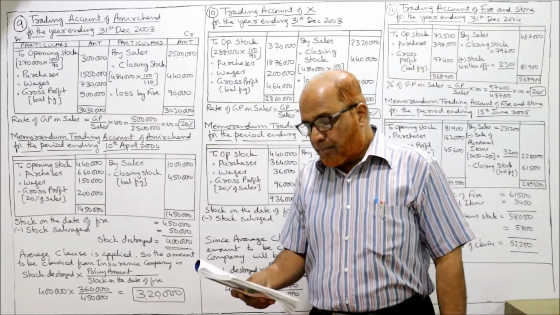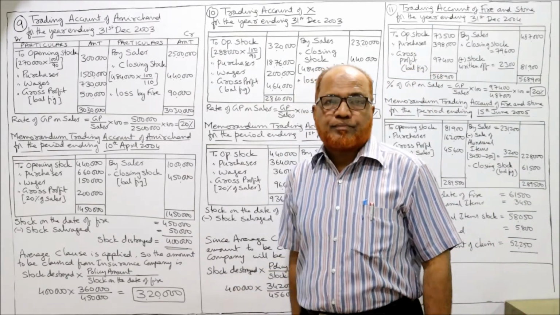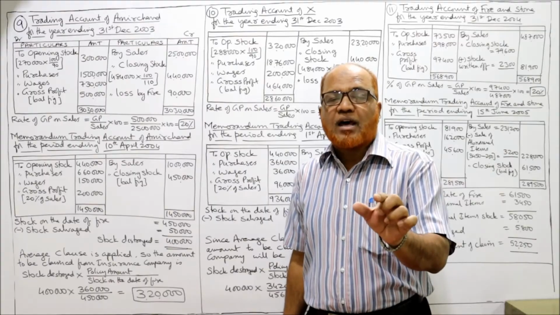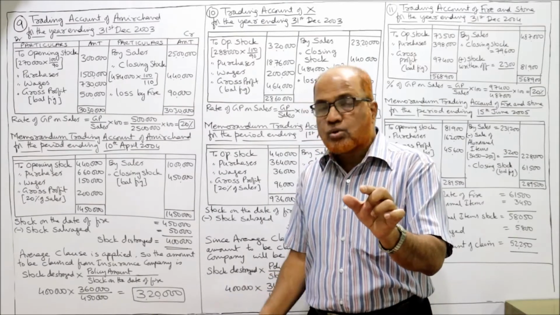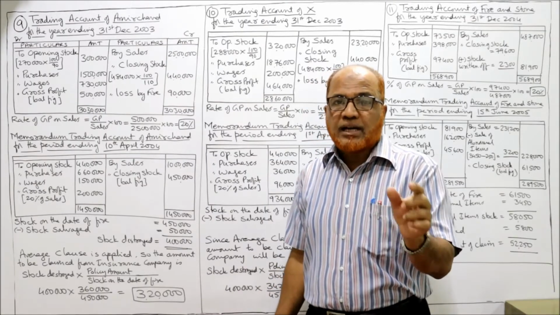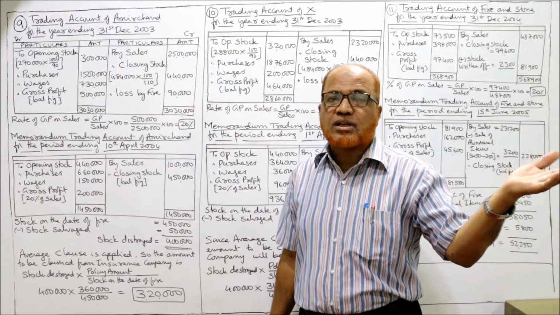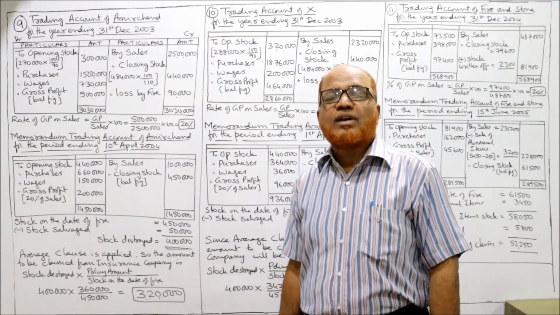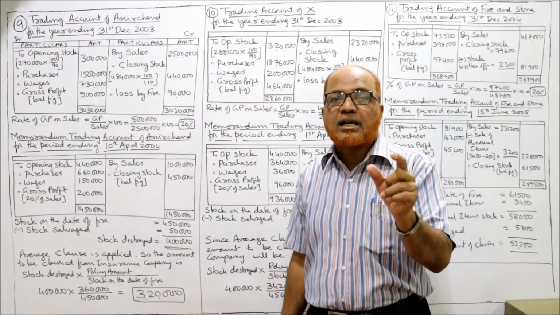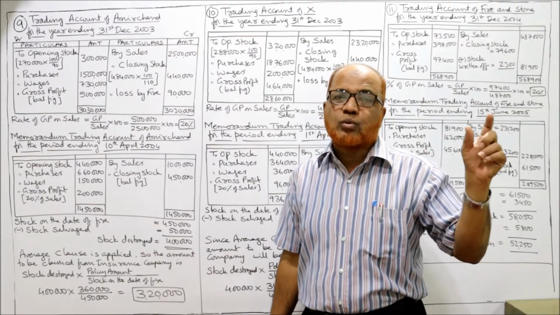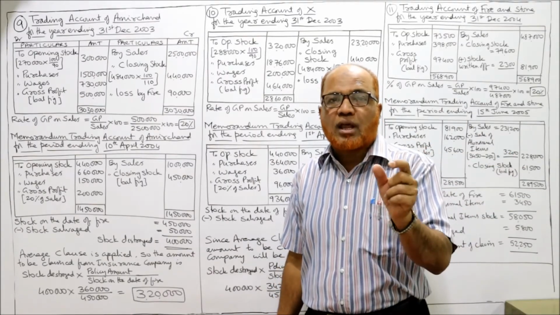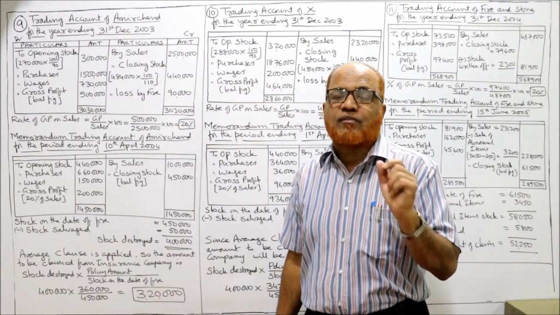Now the data given: purchases for the year 2003. Now see, actually the fire occurred on 10th April 2004, but the data given is purchases for the year 2003. That means we are required to make a trading account of 2003 to find out the rate of gross profit.